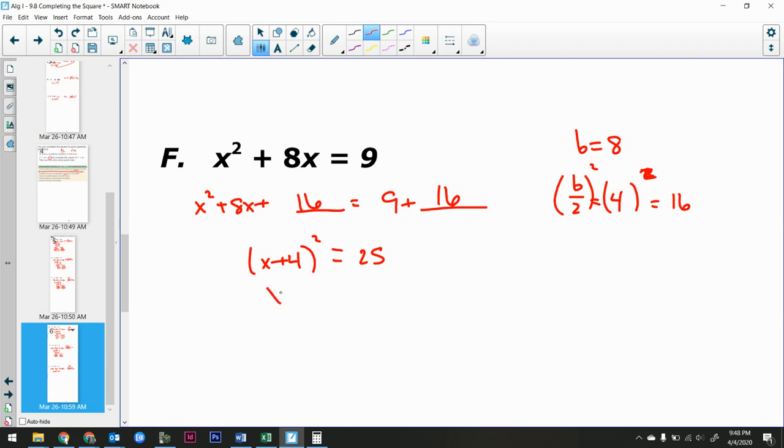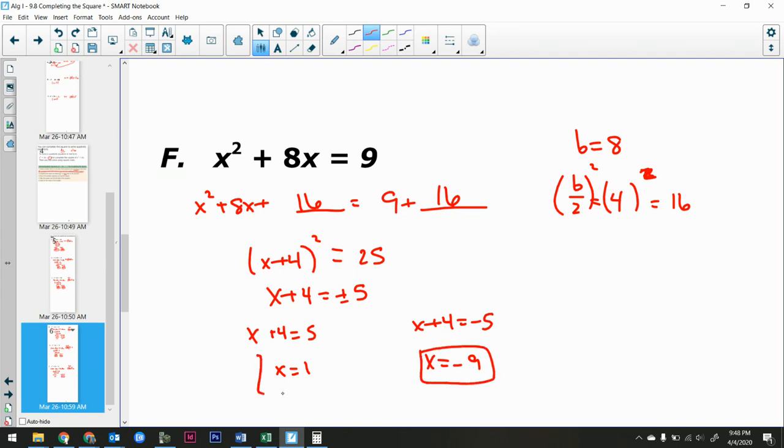Square root the opposite side, I get x plus 4 is equal to plus or minus the square root of 25, which is 5. So x plus 4 equals 5. X plus 4 equals negative 5. I subtract the 4 here, I get x equals 1. I subtract the 4 here, I get x equals negative 9. And those are my two solutions.